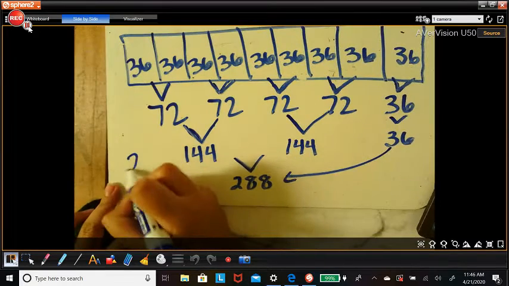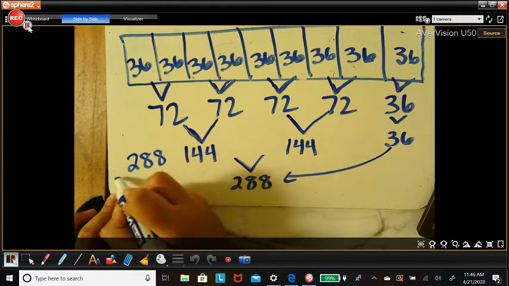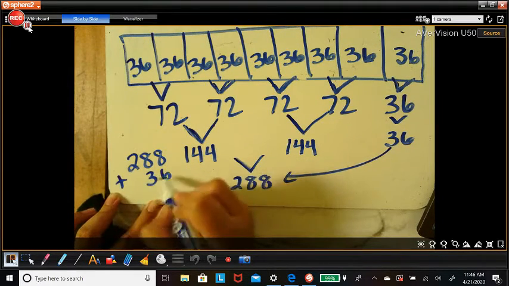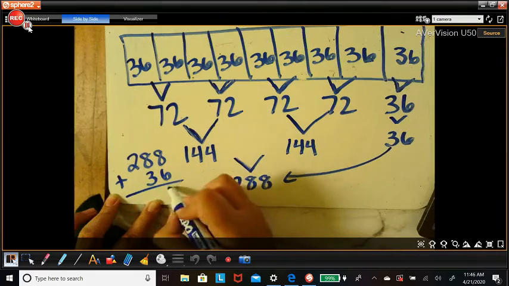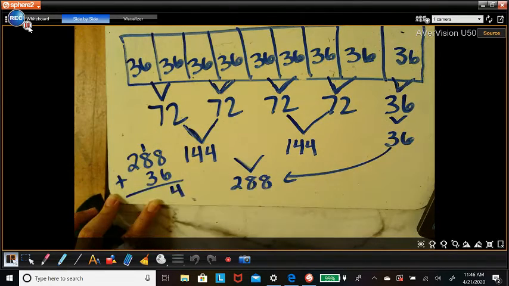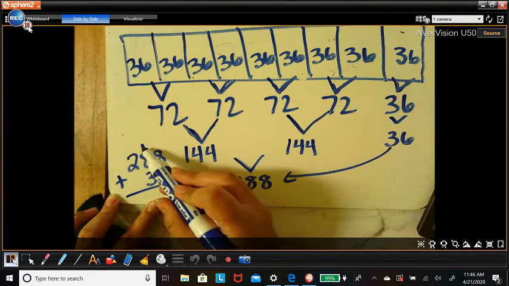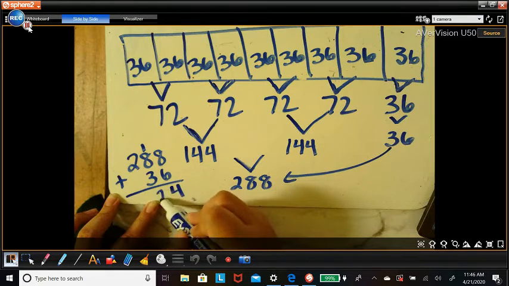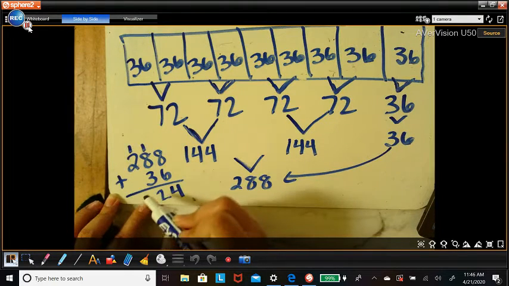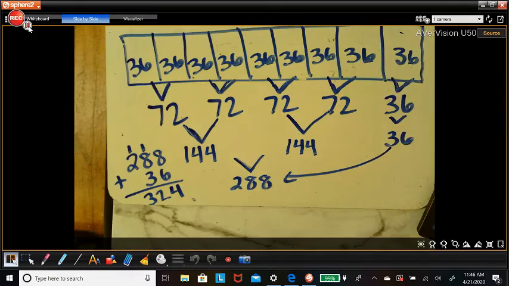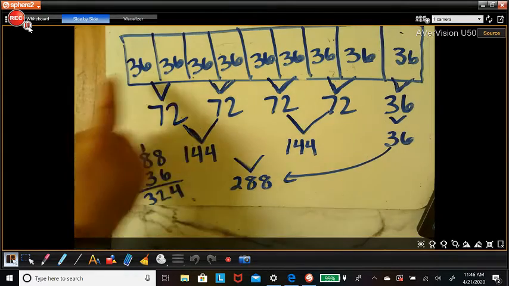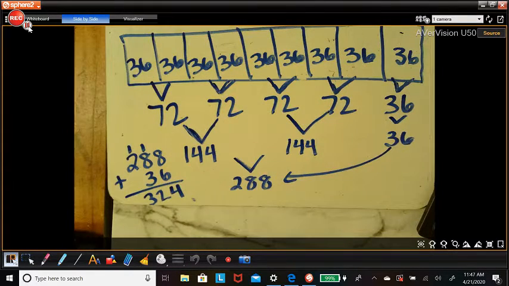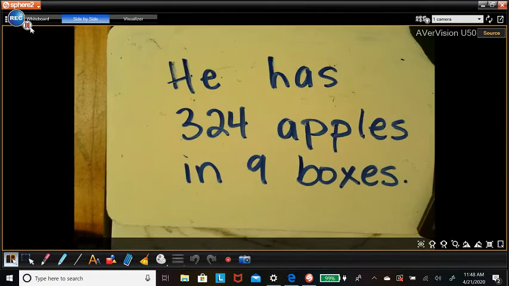So now let me add that as well. 288 plus 36. 8 plus 6 is 14. And I have my 1 here. 8 plus 1 is 9. Plus 3 is 12. And 1 plus 2 is 3. There's 324 apples in the 9 boxes. And my word sentence would be, he has 324 apples in 9 boxes. Let's go back to problem number 2.